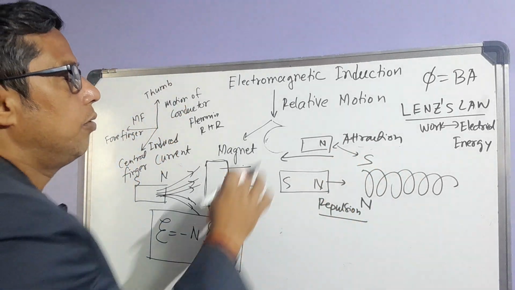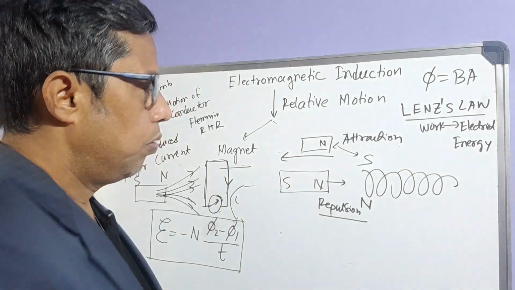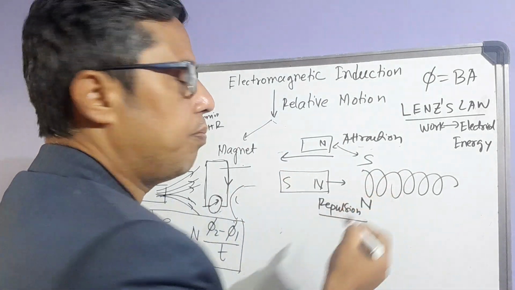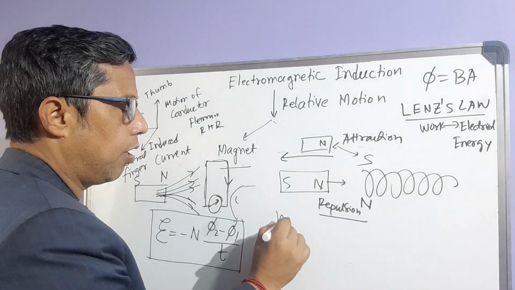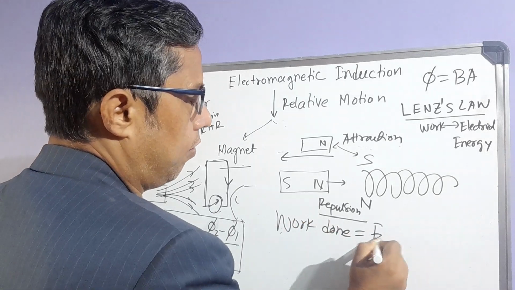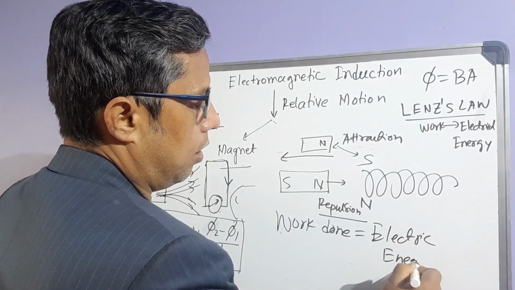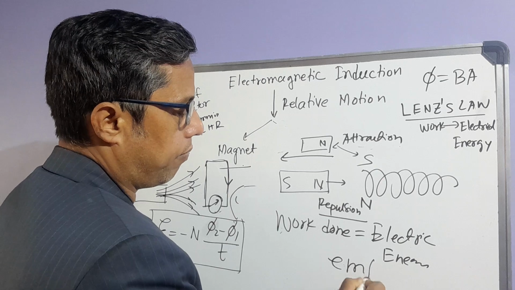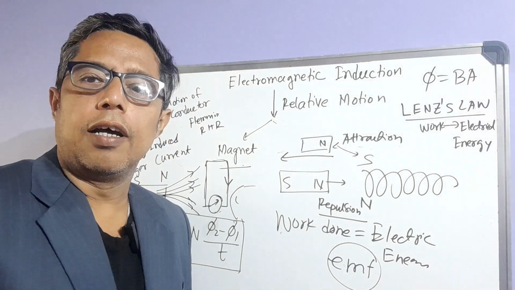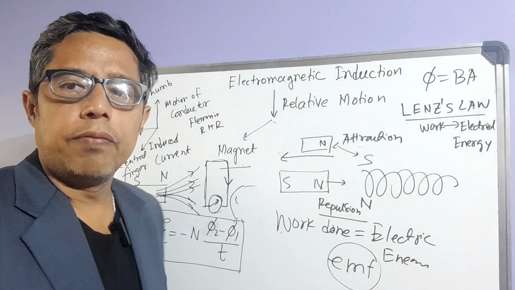Lenz's law also supports the conservation of energy. Whenever we are approaching this magnet toward the coil, if there is a repulsion, then we have to do some work, and this work will be converted into electrical energy by generating the induced EMF. So induced EMF is equivalent to the work done. So Lenz's law actually favors the conservation of energy.